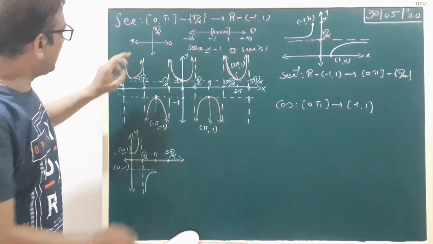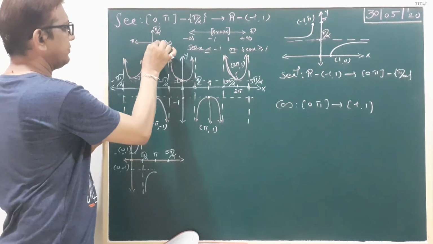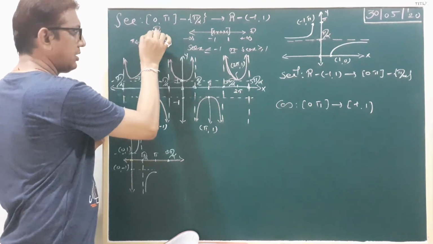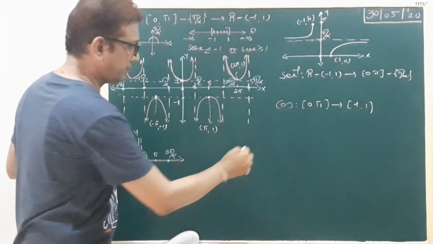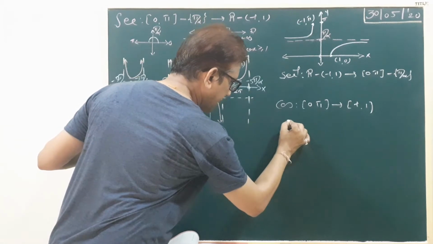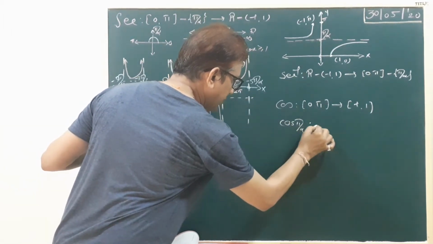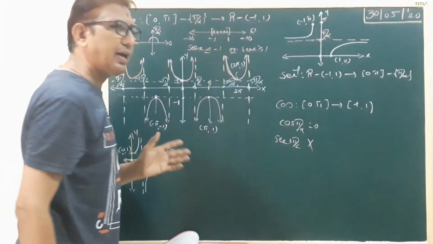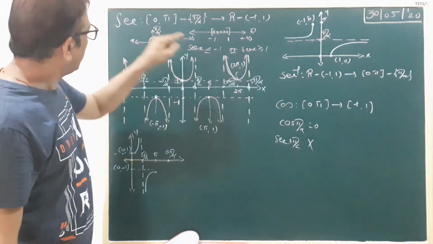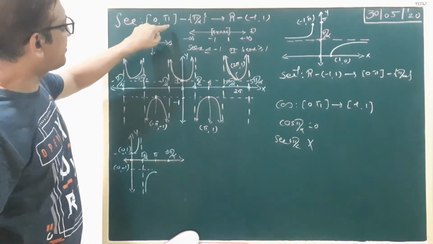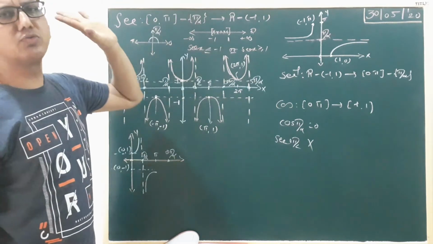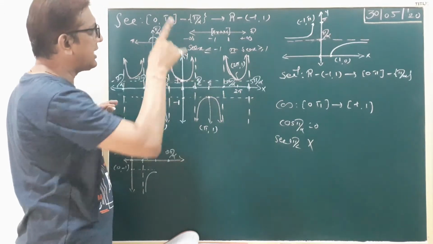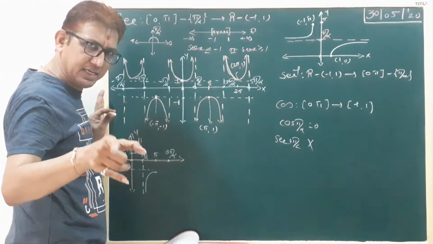Here 0, and here on the y-axis, pi by 2 and pi. This portion. But at this point, cos pi by 2 is 0. In closed interval 0 to pi, cos pi by 2 equals 0. Now the reciprocal of this is undefined, sec pi by 2 is undefined. So here sec is on the interval 0 to pi minus pi by 2. That means the 0 to pi interval, but we subtract the value pi by 2 because at this point sec is undefined. Is that clear?